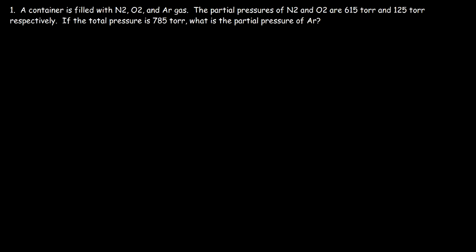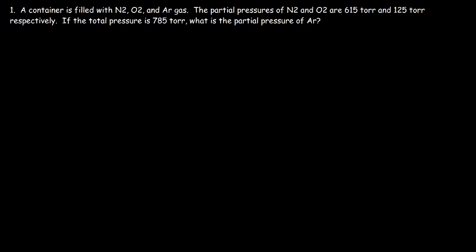Consider this problem. A container is filled with N2, O2, and argon gas. The partial pressures of N2 and O2 are 615 and 125 torr respectively. If the total pressure is 785 torr, what is the partial pressure of argon?